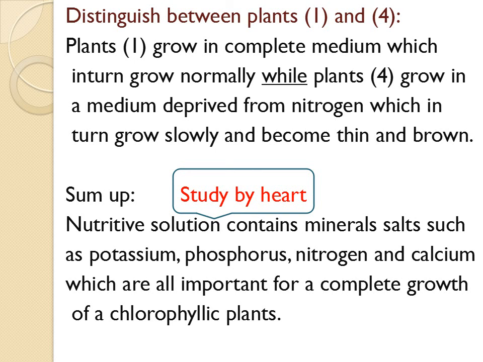So from this experiment, from these four different groups of plants, we can conclude and sum up, and you must study it by heart, that a nutritive solution contains mineral salts, such as potassium, phosphorus, nitrogen, and calcium, which are all important for a complete growth of a chlorophyllic plant.